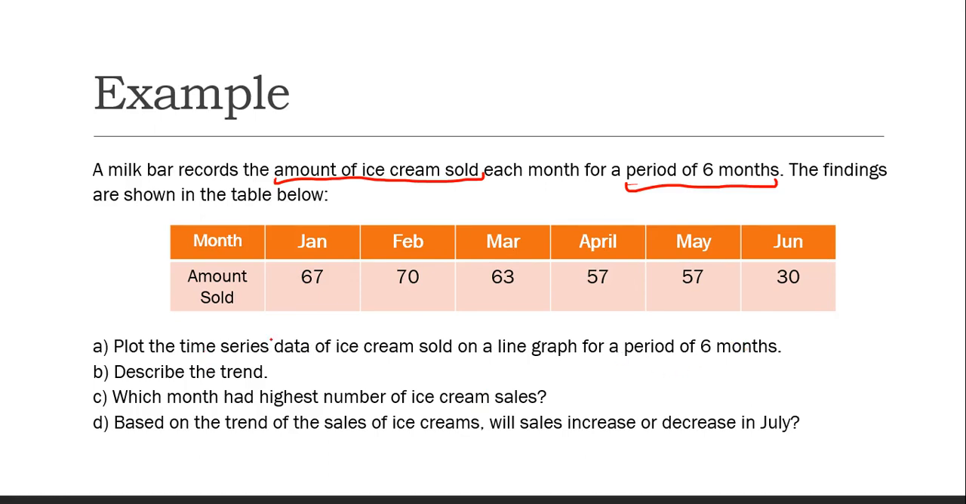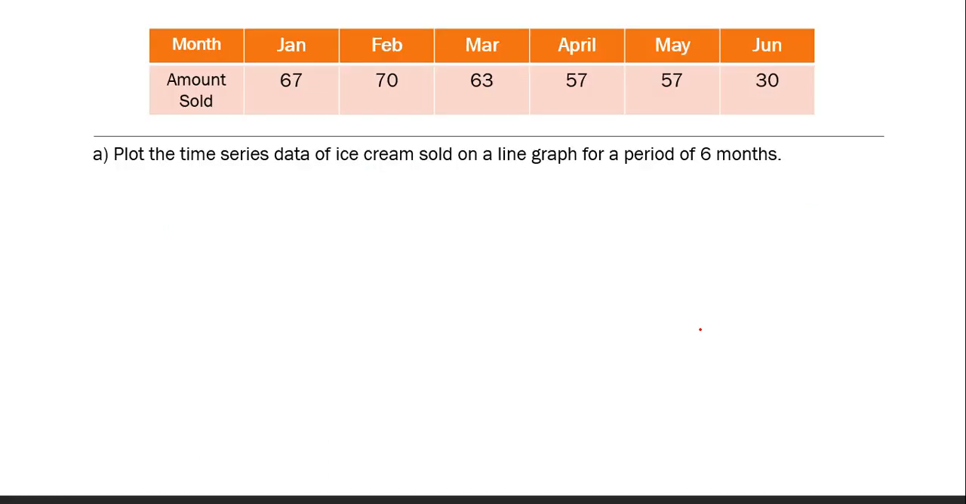Part B, let's describe the trend. Part C, which month had the highest number of ice cream sales. And in part D, based on the trend of the sales of the ice creams, will the sales increase or will they decrease in July? All of these questions will make it easier if a time series graph is drawn. So let's start with that. There's my data. Let's plot a time series graph for this.